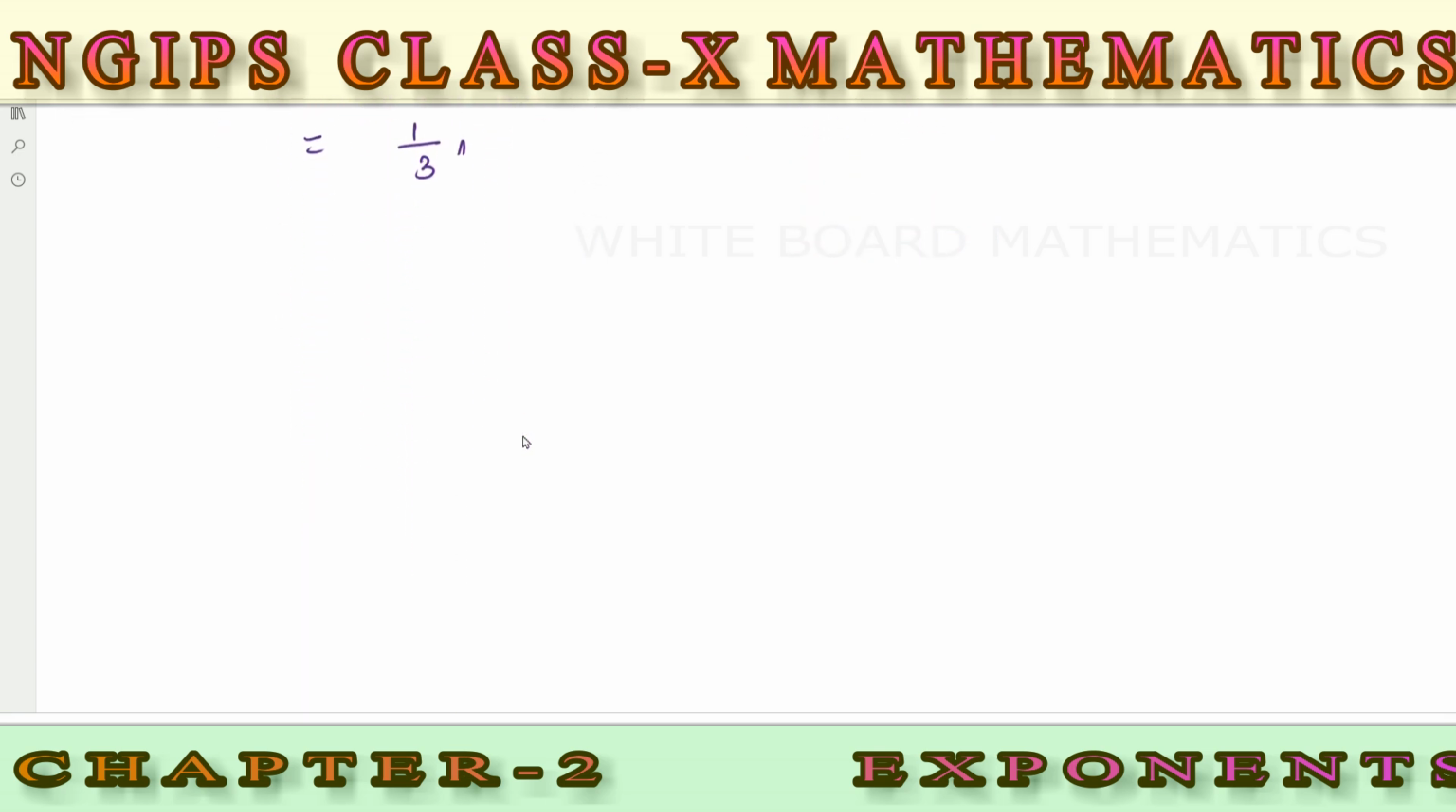Next we will move to the second one. Here we have the second question: 3 inverse into 4 inverse, whole divided by 6 inverse. So this is the question they have given. We need to solve this question. First what we need to do, 3 inverse I can write as 1 by 3, into 4 inverse I can write as 1 by 4, whole divided by 6 inverse, I can write as 1 by 6.